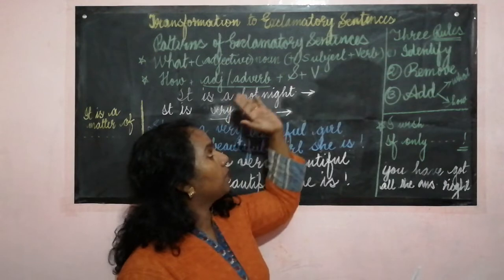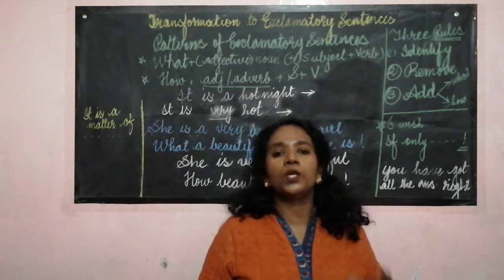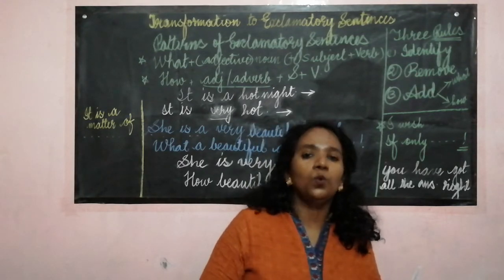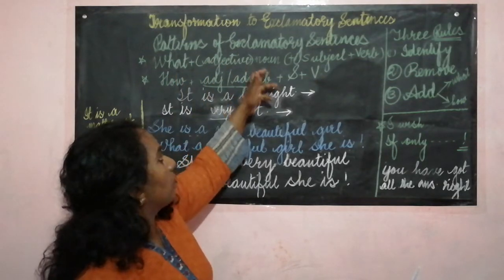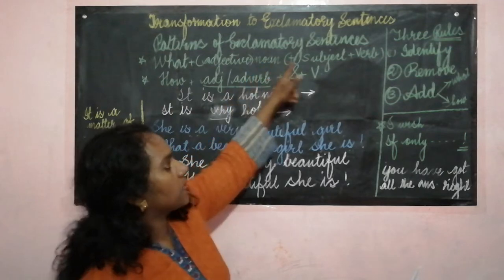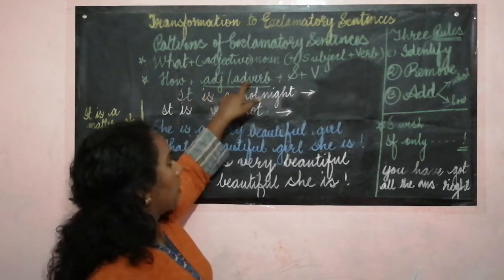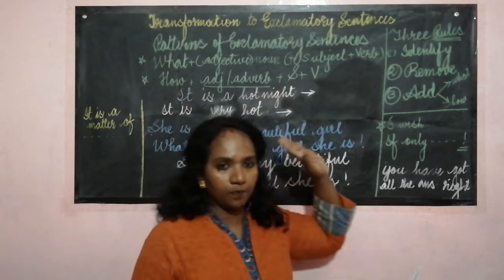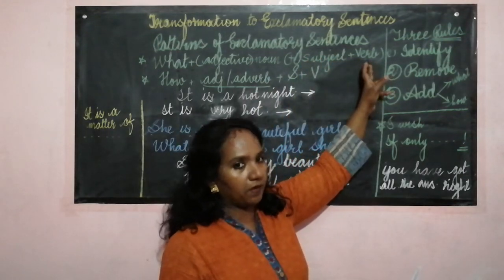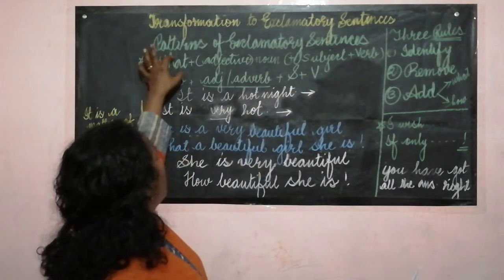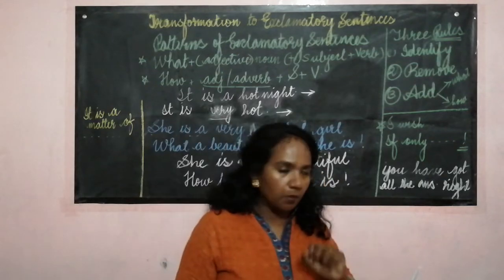So while converting a statement to an exclamatory sentence, generally we follow two basic patterns. Let us look into the patterns which we generally follow. First one is what plus adjective, sometimes plus noun. We have to understand what plus noun plus subject plus verb. And the second case, how plus either adjective or adverb. That is how plus adjective plus subject plus verb. In both the cases, you have to take note of subject plus verb. That is the pattern. Subject plus verb. Here, what plus noun, how plus adjective. That is to be remembered.